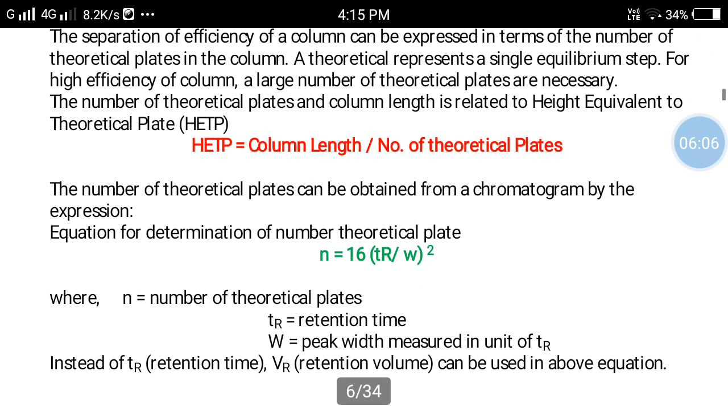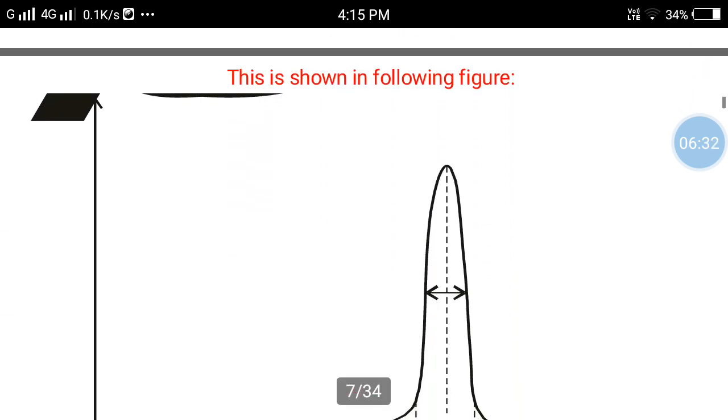Mathematically, we have to determine the number of theoretical plates. N is equal to 16 (tR upon W) whole square, where N is the number of theoretical plates, tR is the retention time, and W is the peak width measured in units of tR. Instead of tR, that is retention time, retention volume, that is VR, can be used in the above equation.